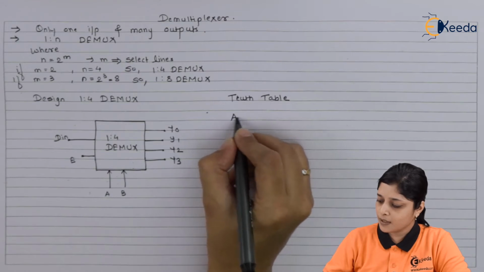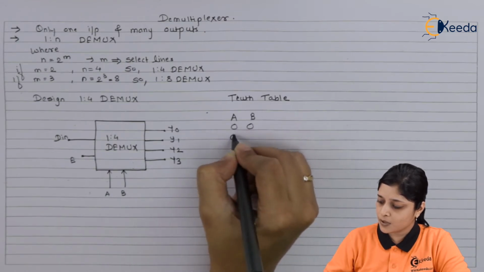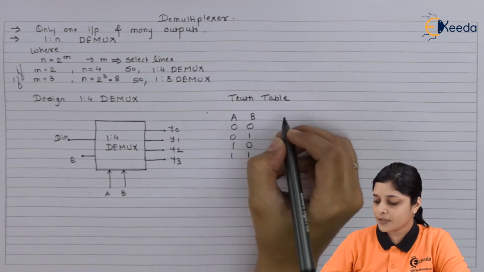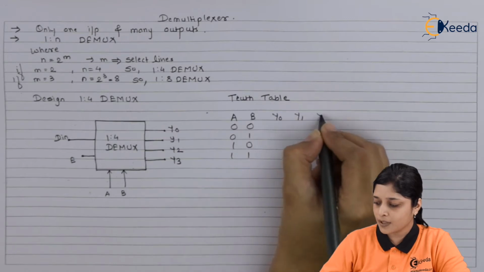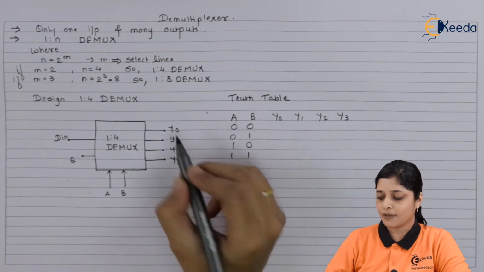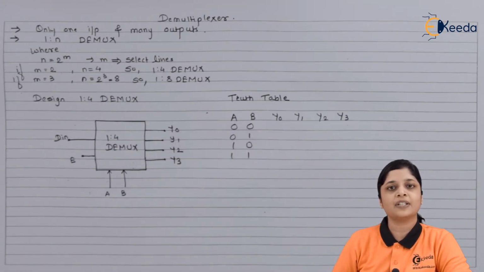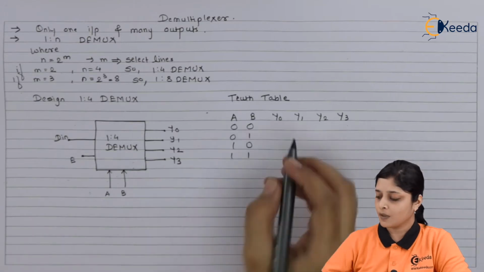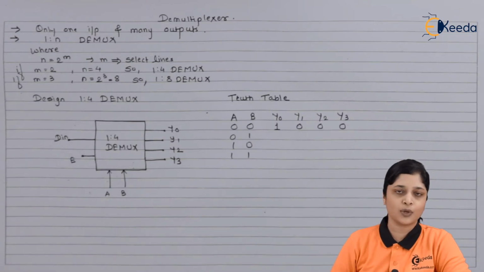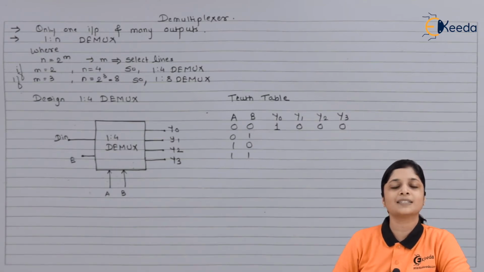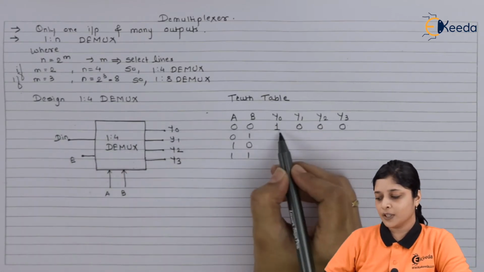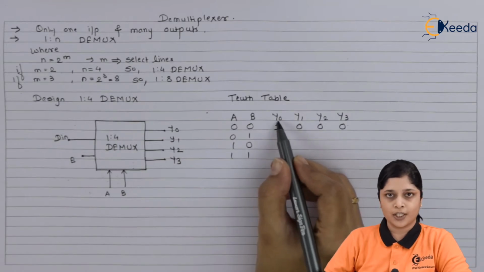Now in the truth table we will write here AB, that is 0, 0, 0, 1, 1, 0 and 1, 1. How many outputs are present over here? Y0, Y1, Y2 and Y3. So for 0, 0, Y0 is the only output that we will get at the active condition. So Y0 will be 1 and remaining outputs will become 0 at a time according to the input to the select lines. Means whatever data is present over input, it will be shown at the Y0 only.